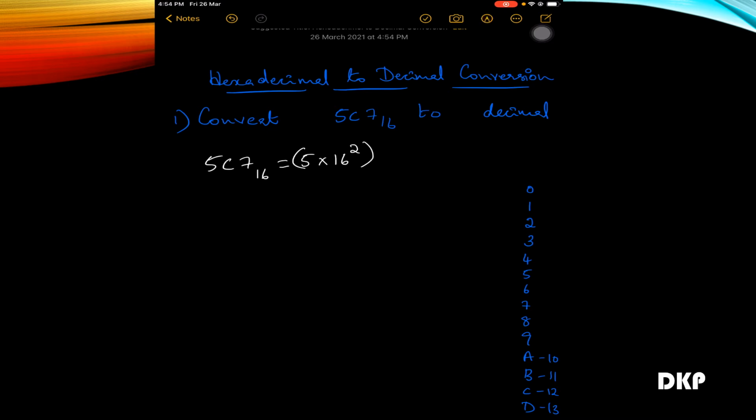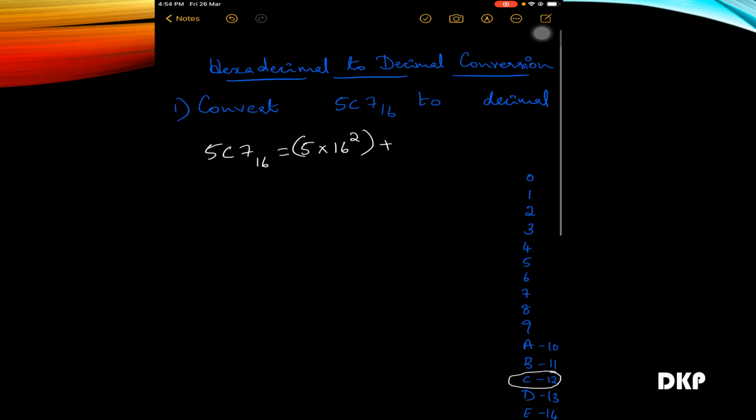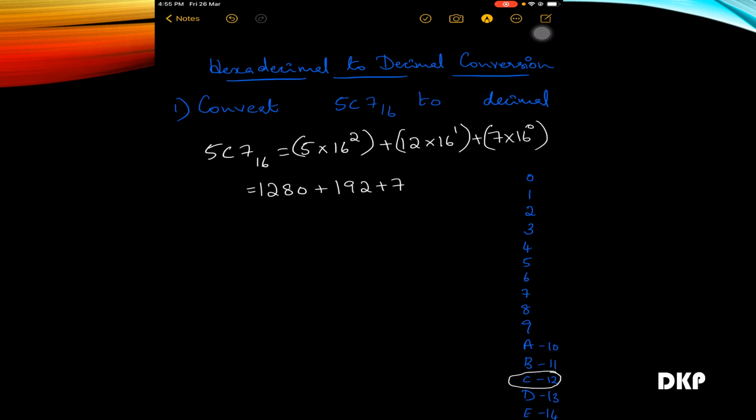16 square plus, what is the second hexa digit? C. What does C represent? C represents 12. So you have to write 12 into position weight of the second digit, 16 to the power 1. Next, 7. 7 into 16 to the power 0. This is 1280 plus 192 plus 7, which is equal to 1479 to the base 10. So this is the result.